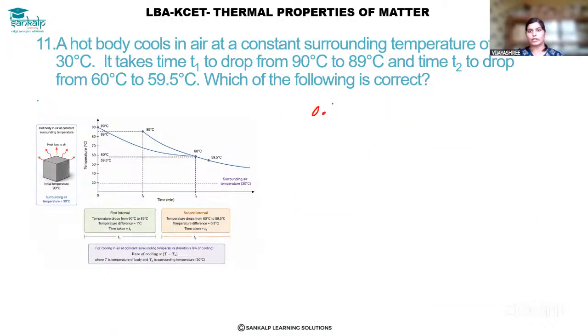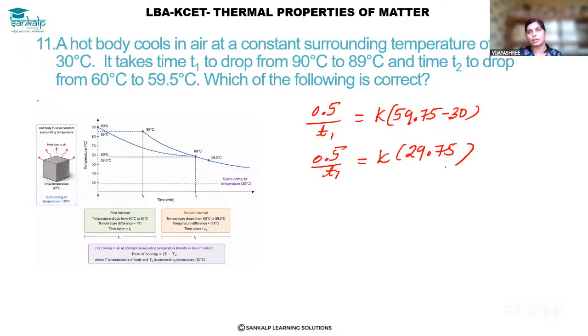Therefore 0.5 divided by T2, which is equal to K into 59.75 minus 30, we had got, right? So 59.75 minus 30 is, which is equal to 29.75. 0.5 divided by T2 which is equal to K into 29.75, right? So now take it as equation number 2. So what was equation number 1?